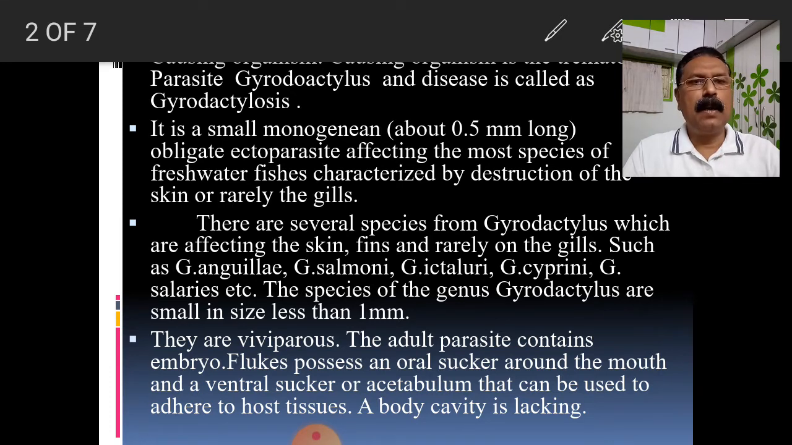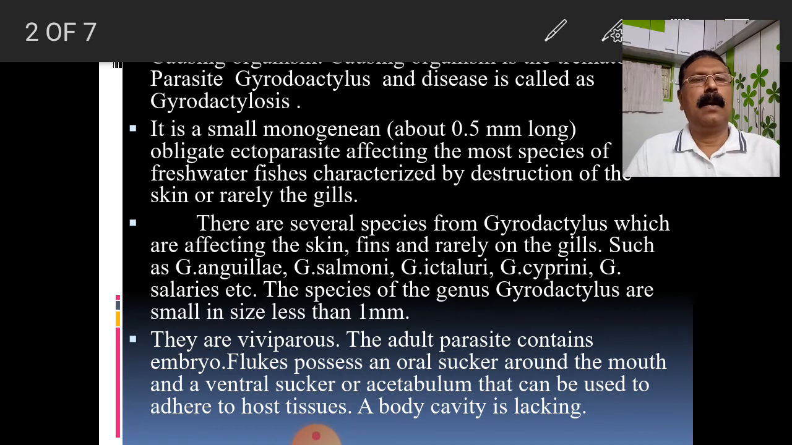Hermaphrodite means both the sexes are present in the same individual, same organism. Otherwise, the male individual is separate and the female individual is separate. But in this Gyrodactylus, the male gonads as well as the female gonads, the male reproductive system and the female reproductive system, are present in the same animal, same organism, same parasite. Therefore, it is known as a hermaphrodite.